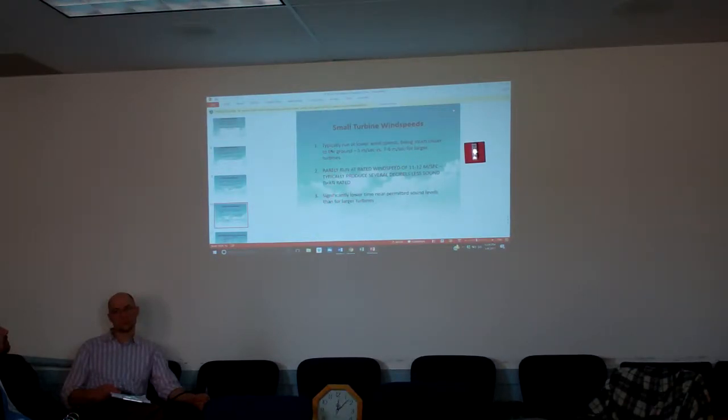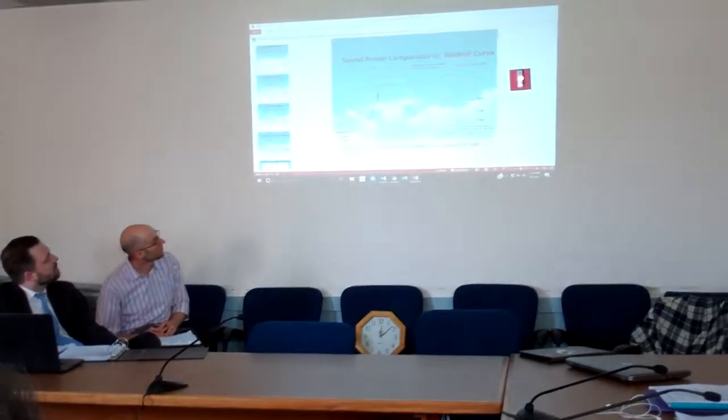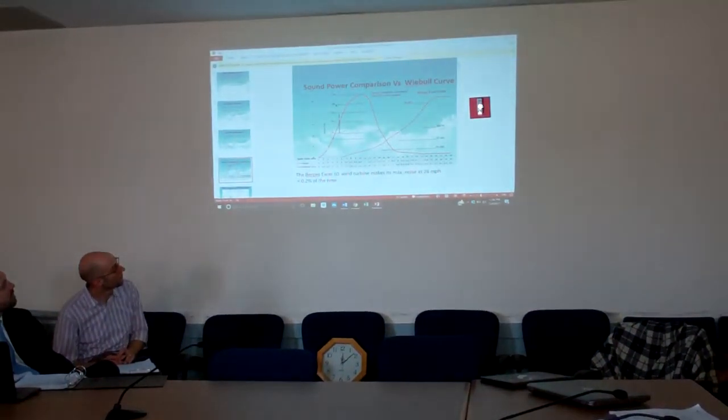Now, what this means is if you're going to permit the small wind turbine at its rated power, and that occurs at 11 to 12 meters per second, you're actually, under operational conditions, getting much lower sound production from the turbine than you're permitted. Which means that there's a significantly lower time near the permitted sound levels than for large turbines. An examination of the Weibull curve here shows about how this will work.